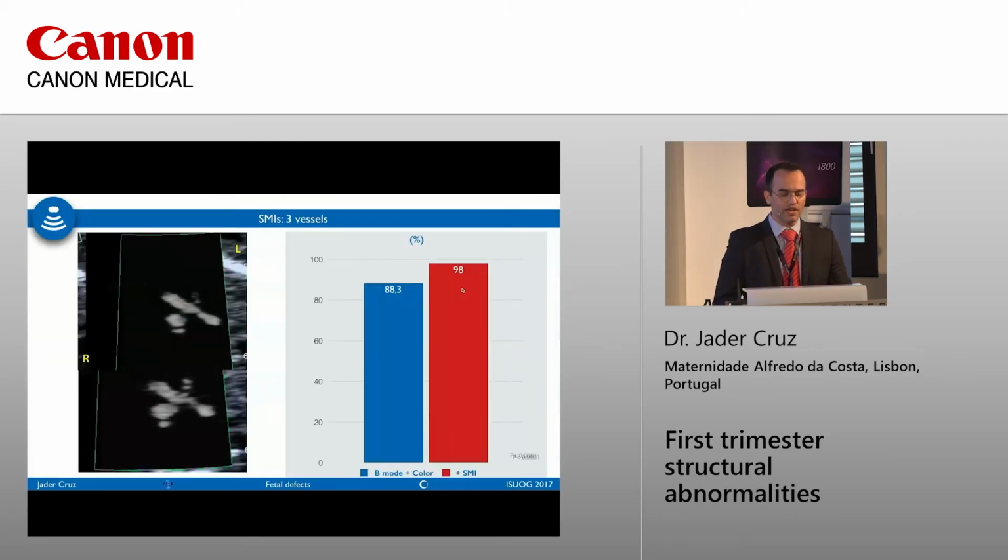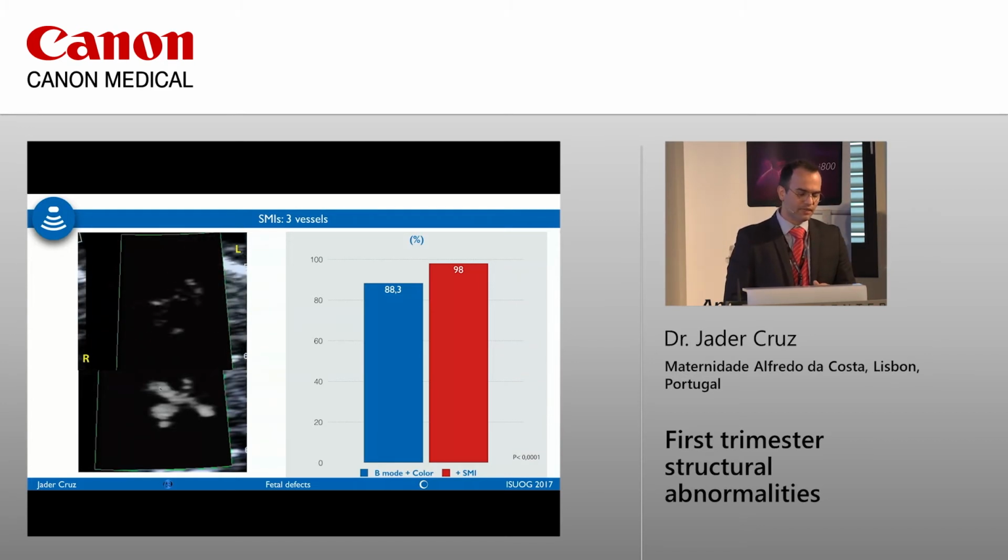Same goes for the three-vessel view. We found that if we don't use SMI, you see that in 88% of the time, similar to the study I showed you before from France. But if you use SMI, you see that in 98% of the time. Why is that? Because SMI better defines the Doppler area, and because it works in a subtraction mode, it removes everything that is a sort of contamination, movement and everything.